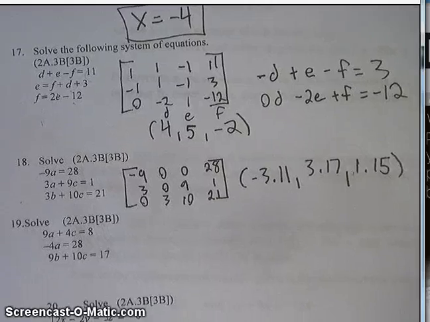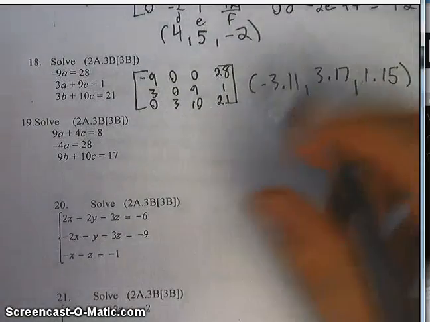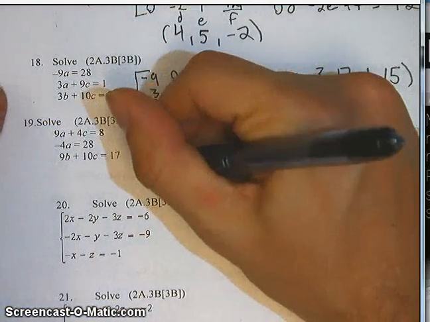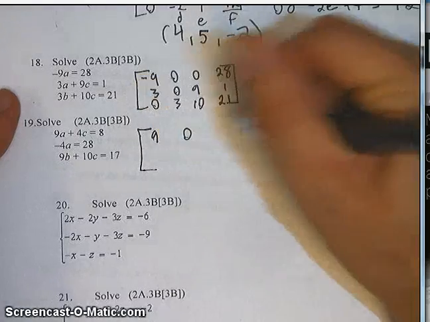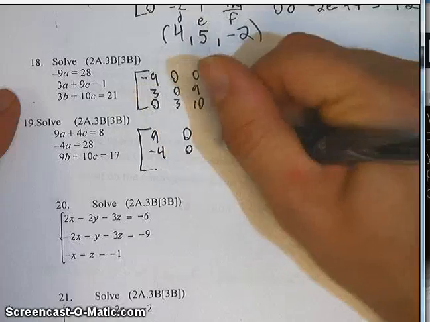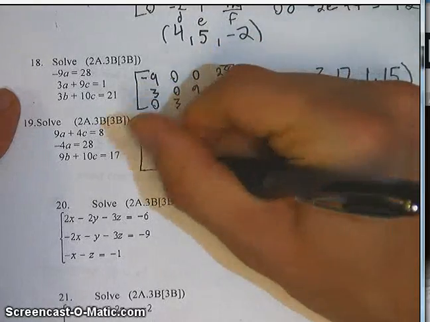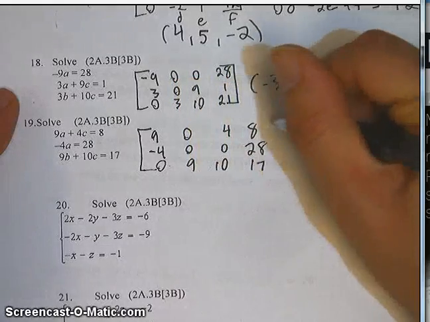All right, let's talk about 19. This will be the last one for this video. Make the matrix. In front of the A is a 9. There's no B's. There's 4 C's. There's an 8. Negative 4A, 0, 0, 28. No A's. 9 B's. 10 C's, and a 17.